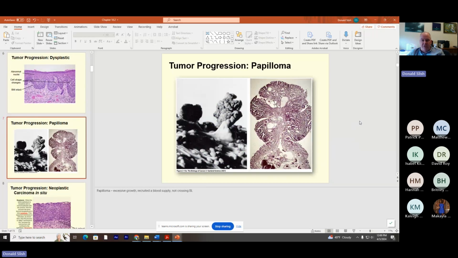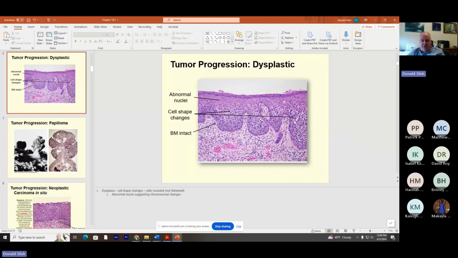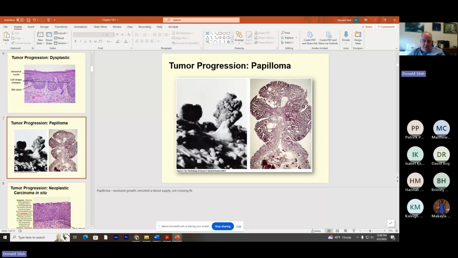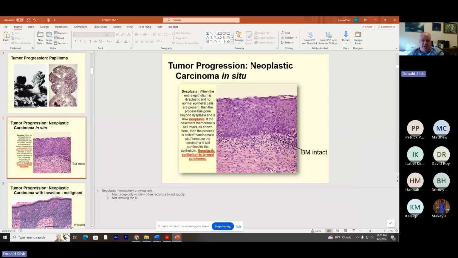And then papilloma is similar in that you're not crossing the basal membrane, but you're going up this way and forming these papillomas that stick out. I think a wart is a papilloma, so it's got a blood supply and it's growing bigger, but it's not going to go back into the body. So at this point, it's still benign. The next step then is neoplastic.